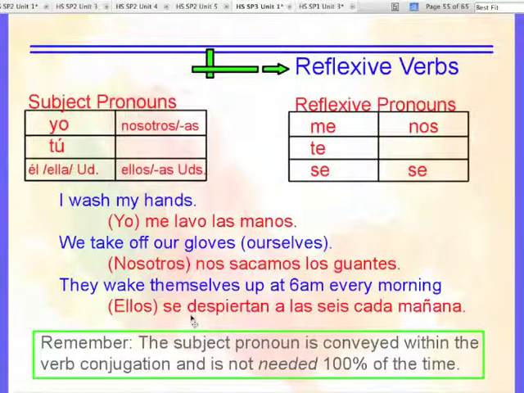I do not encourage you to leave the subject pronoun off. I encourage you to place it. It's okay to err on the side of redundancy. They wake themselves up at 6 a.m. every morning. Ellos se despiertan a las 6 cada mañana. Se despiertan. They wake themselves at 6 every morning.